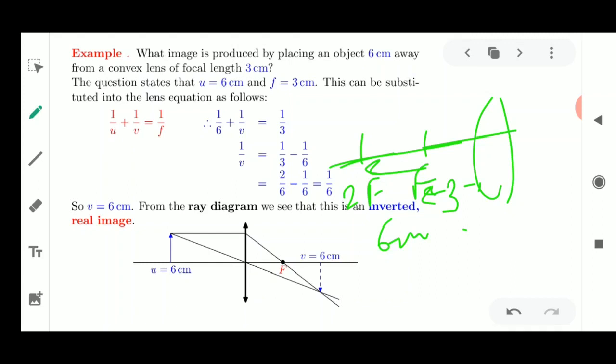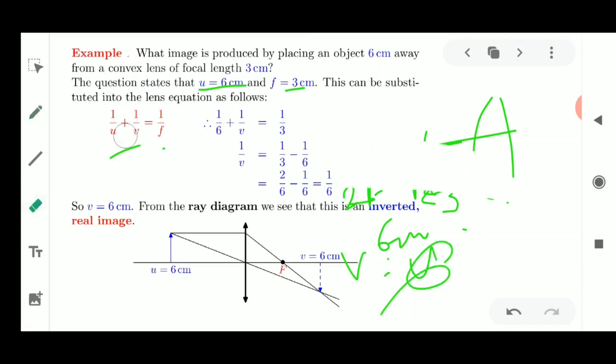Okay, now what you need to find is the image produced. How will you find out the image which is being produced? You will find it by using the lens formula. Again, you will write down 1 upon v plus 1 upon u is equal to 1 upon f, as you are provided with u and f. So you could find the value of v very easily. Substitute the value of 1 by u, that is 1 by 6, plus 1 by v is equal to 1 by 3. So 1 by v is equal to 1 by 3 minus 1 by 6, that will be equal to 1 by 6, and therefore v is equal to 6 centimeters.